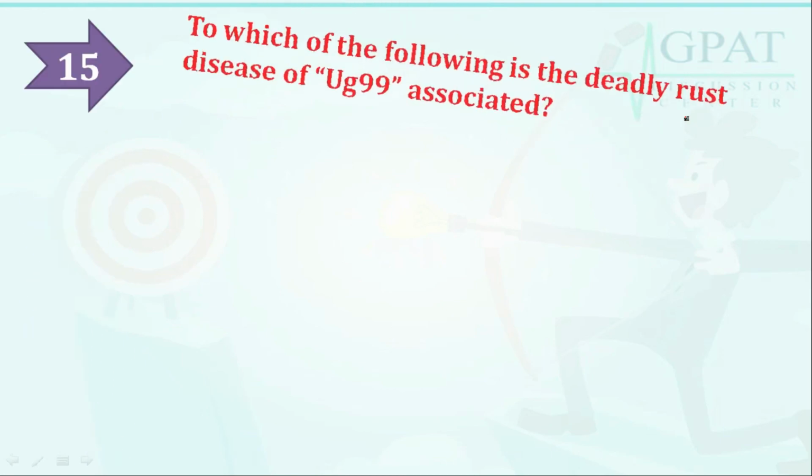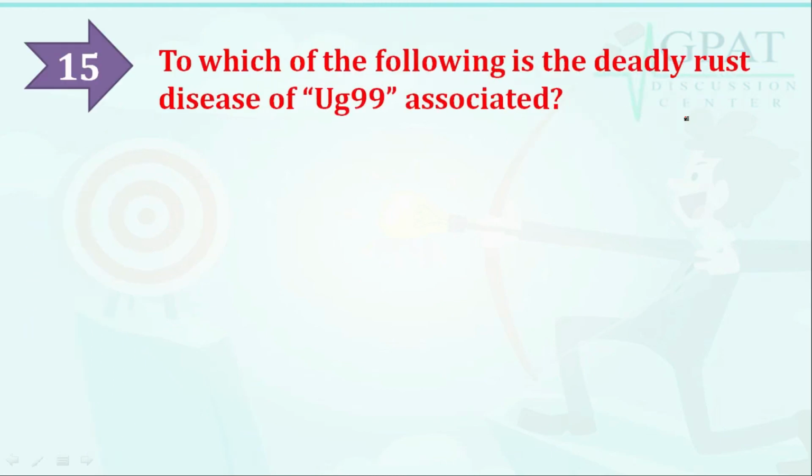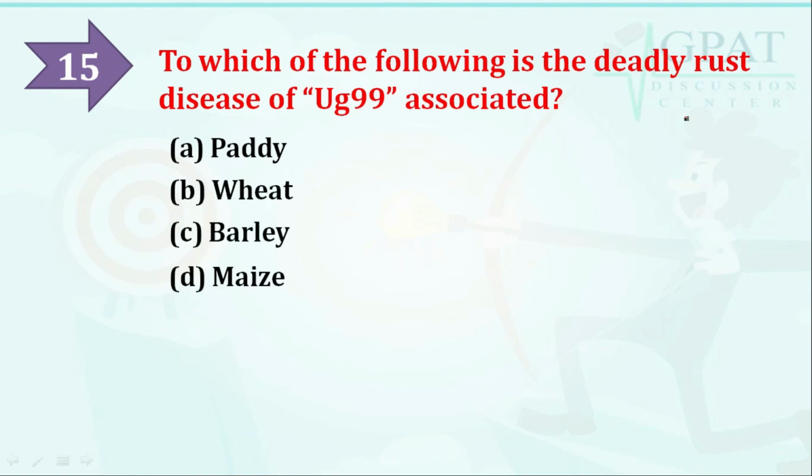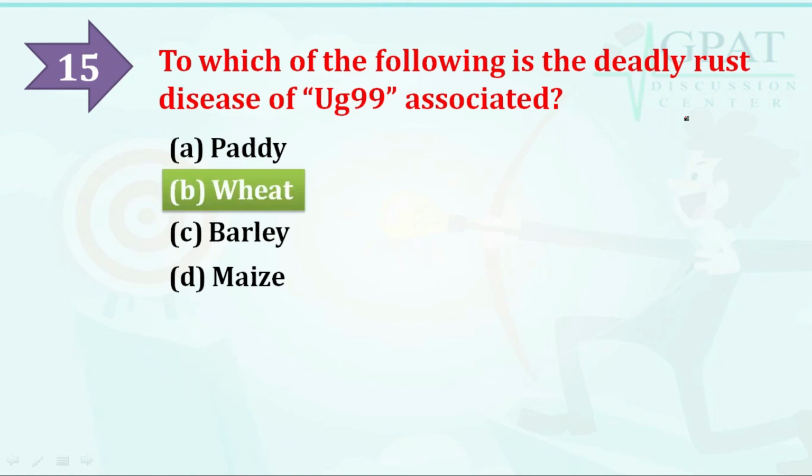Moving on, the next and last question of this video is: with which of the following is the deadly rust disease UG99 associated? Option A is paddy, option B is wheat, option C is barley, option D is maize. So the deadly rust disease is associated with wheat.